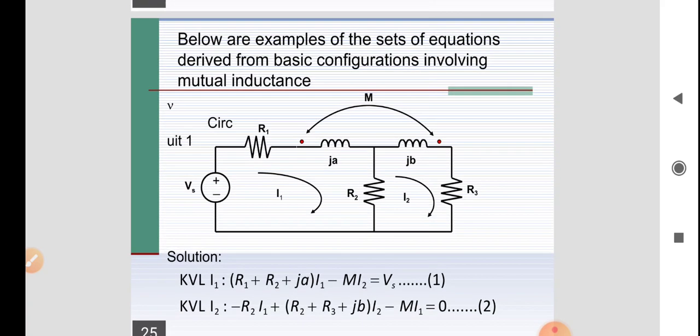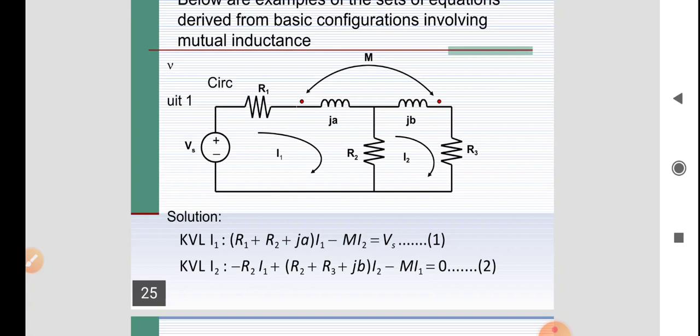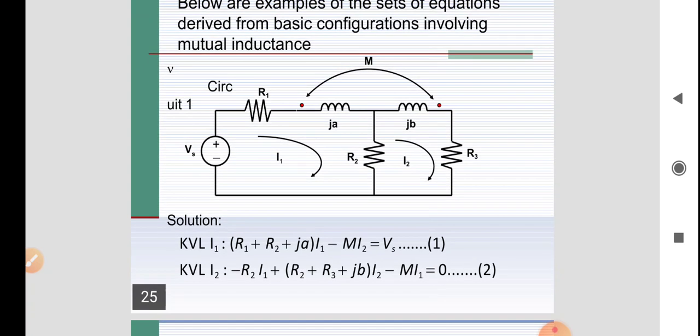Now let us see the conditions which we have seen for the dot convention till now. Let us write down only the equations from those dot conventions. So these are examples of how to write the equations by taking the mutual inductance into consideration using the concept of dot convention. Here I am not going to solve any unknown currents or voltages, I am just practicing with you how to write the equation with mutual inductance using the dot convention.